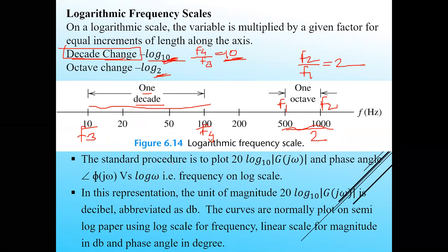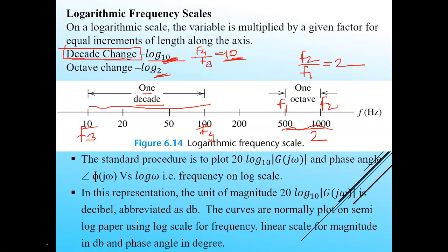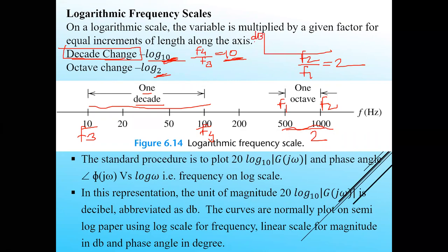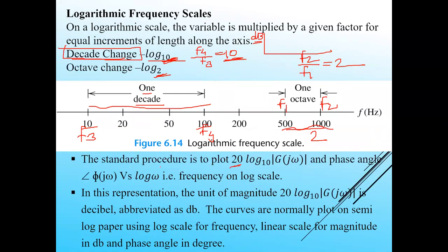So but the standard procedure is, कारण मगाशी तुम्ही काय म्हटलेलं आहे, magnitude plot is named as a dB in dB. So decimal घेण्यासाठी तुम्हाला काय करावं लागते, you have to multiply it with 20. So standard procedure is to plot 20 log 10 of G(j omega). G(j omega) means your transfer function G(s), where s we have replaced in the frequency domain as j omega, and phase angle is phi(j omega) versus log omega, the frequency on logarithmic scale.